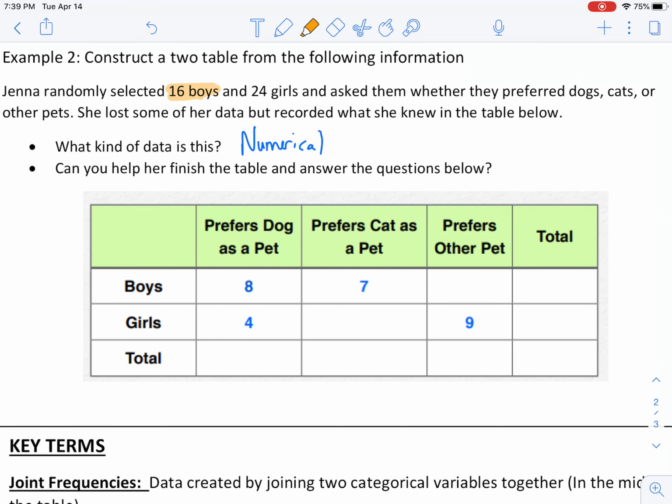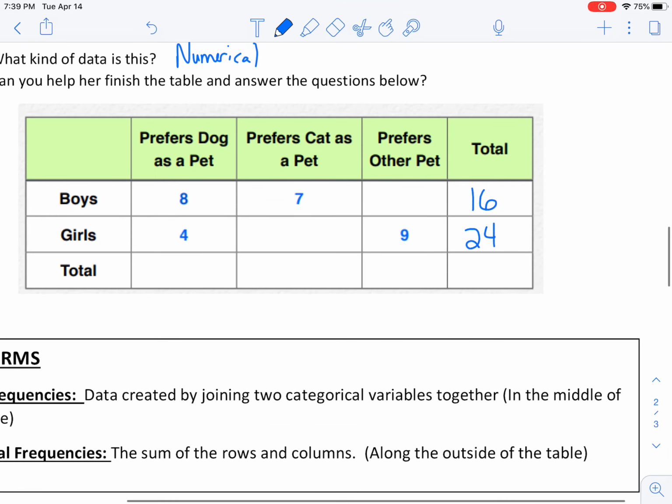Absolutely. So, key pieces of information, there's 16 total boys, 24 total girls. Okay, so boys is right here. So I have to have 16 total boys, and I have to have 24 total girls. Okay, that right off the bat, I already know if I add these two up, right? 6 plus 4 is 10, carry the 1, that gives me 40 total students surveyed.